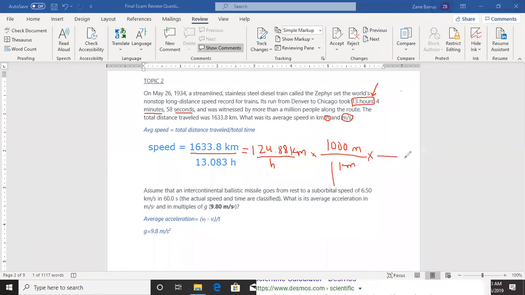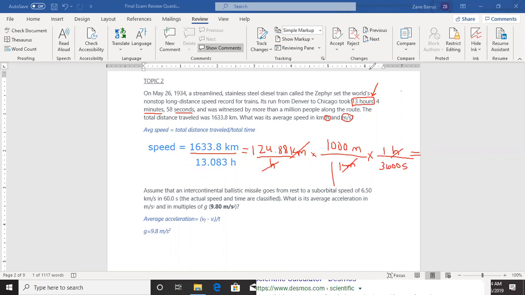And like we said before, if you remember, for every 1 hour, we have 3,600 seconds. Now remember, the whole idea of a dimensional analysis is to make sure units cancel. So you can see kilometers are canceling, hours are canceling, which means we're going to be just left with meters over seconds. So I'm going to leave this up to you, but you're going to type into your calculator 124.88 times 1,000 times 1 over 3,600 seconds. And that should get you to your speed in meters per second.